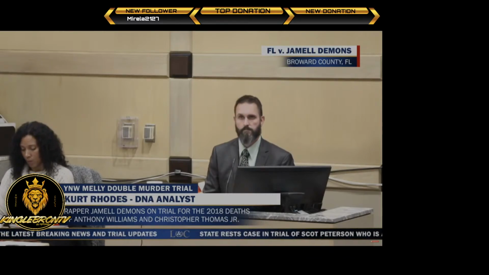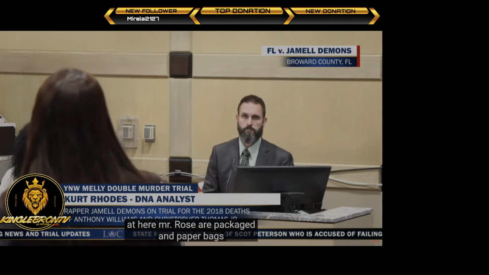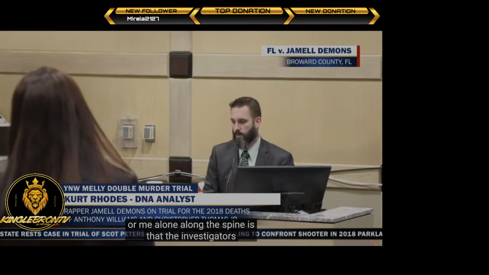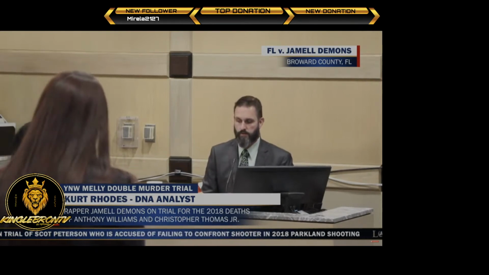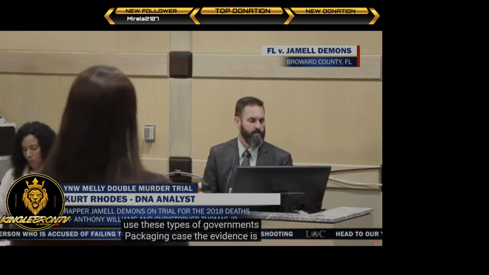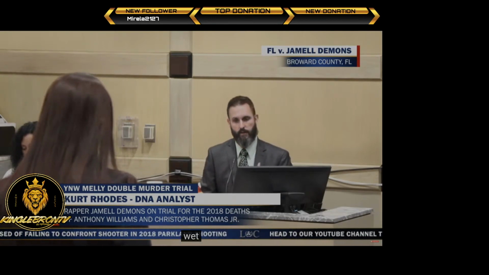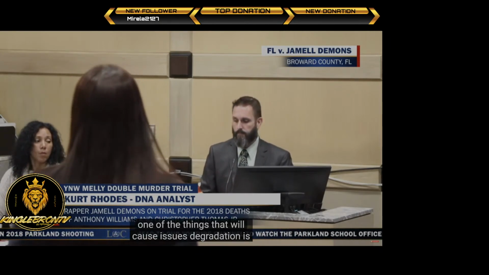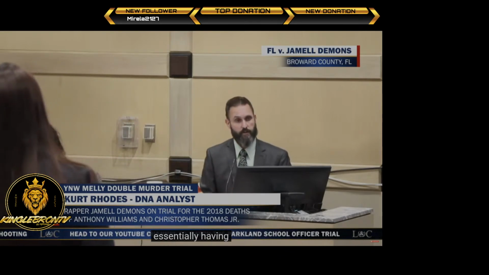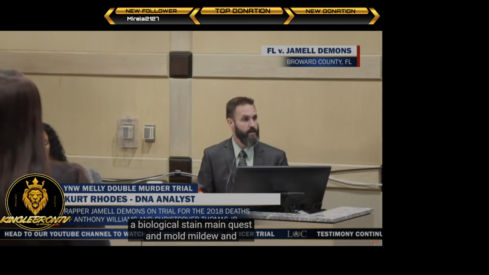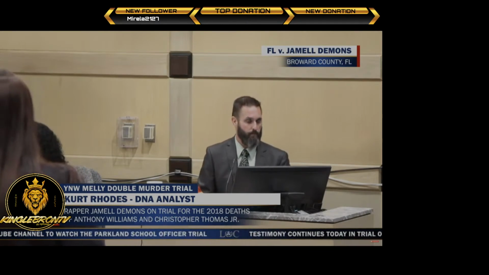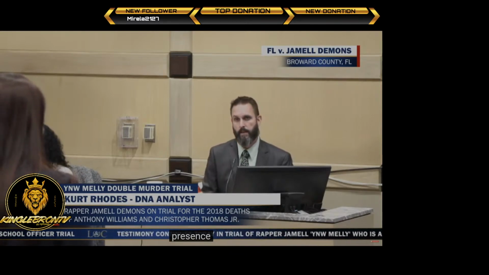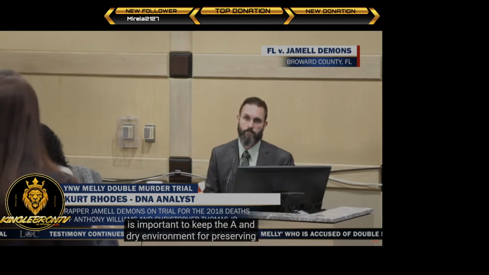So all of the items that we're looking at here, Mr. Rose, are packaged in paper bags or manila envelopes. Yes. Why is that? The investigators use these types of evidence packaging in case the evidence is wet. It helps to allow air to get through the package to dry it. One of the things that will cause issues, degradation, is essentially having a biological stain remain wet, and mold, mildew, and bacteria will grow on it and potentially destroy any DNA that's present. Is it important to keep DNA in a dry environment for preserving it?